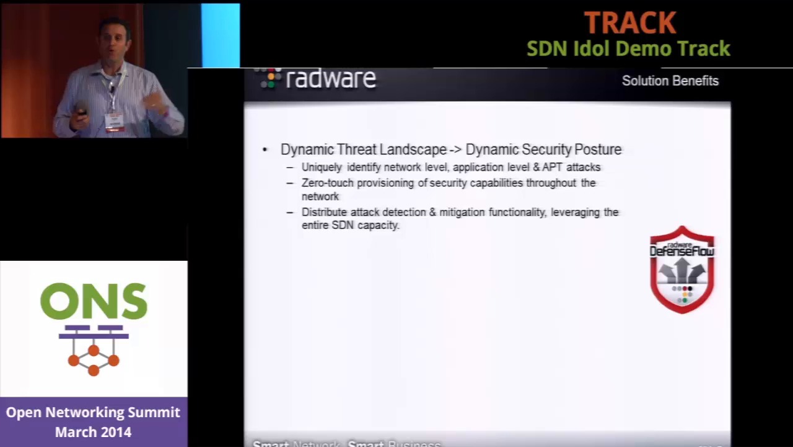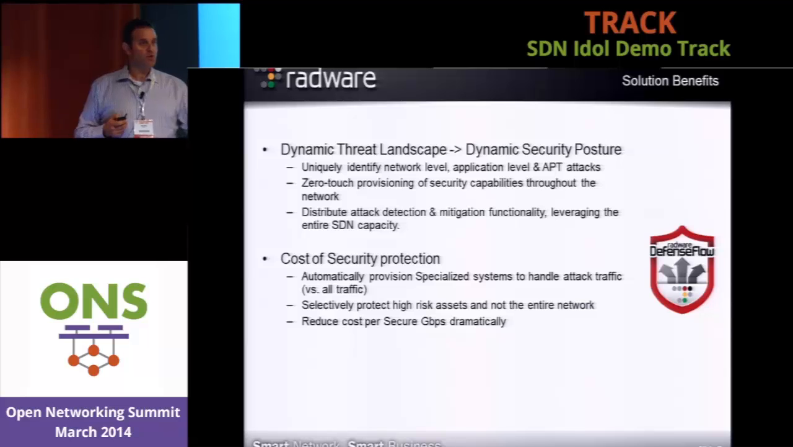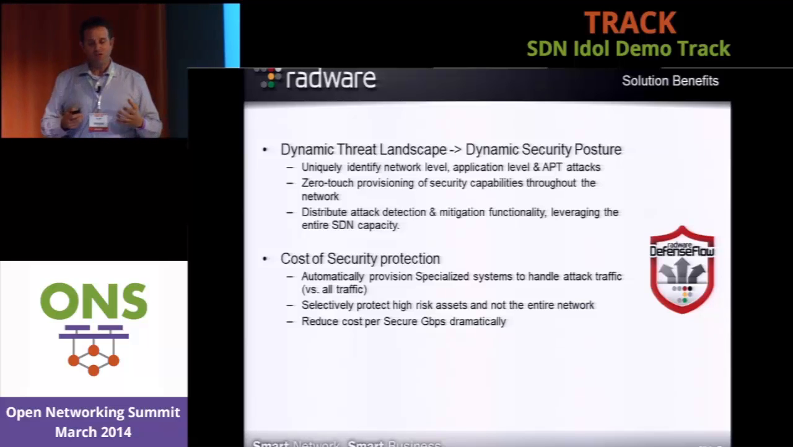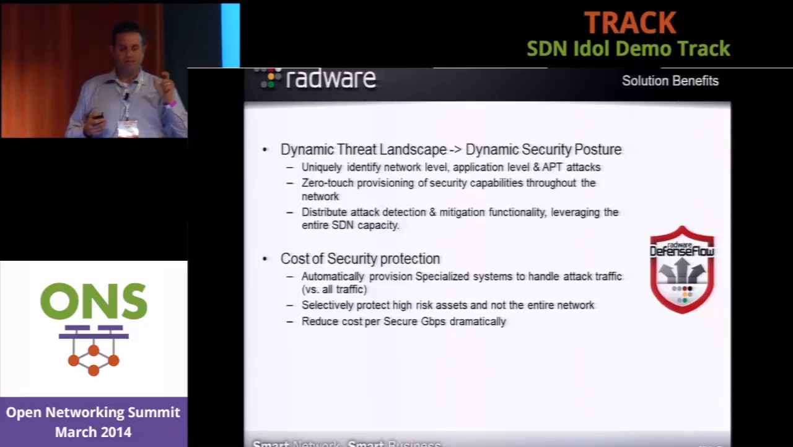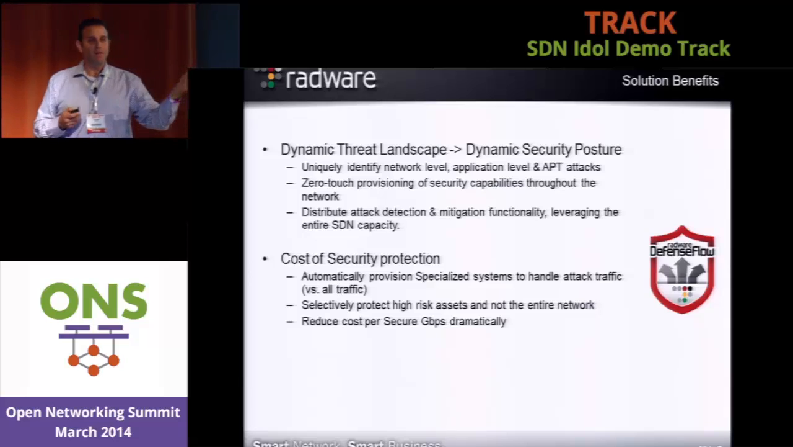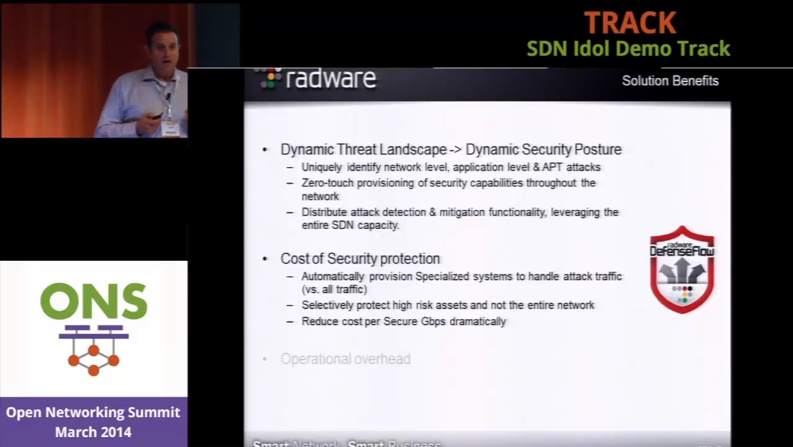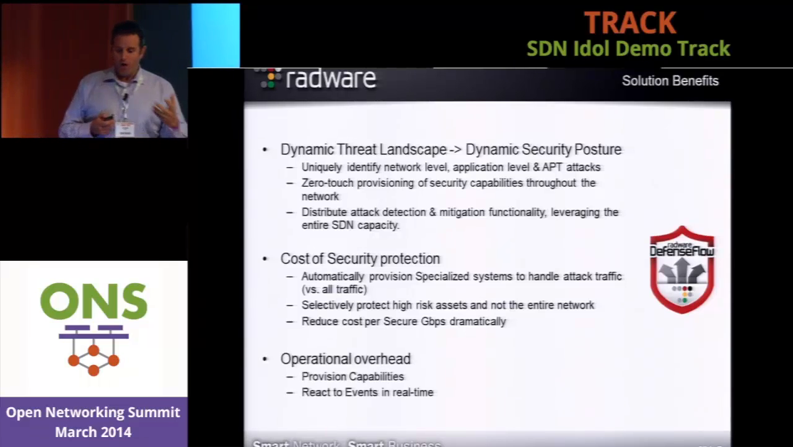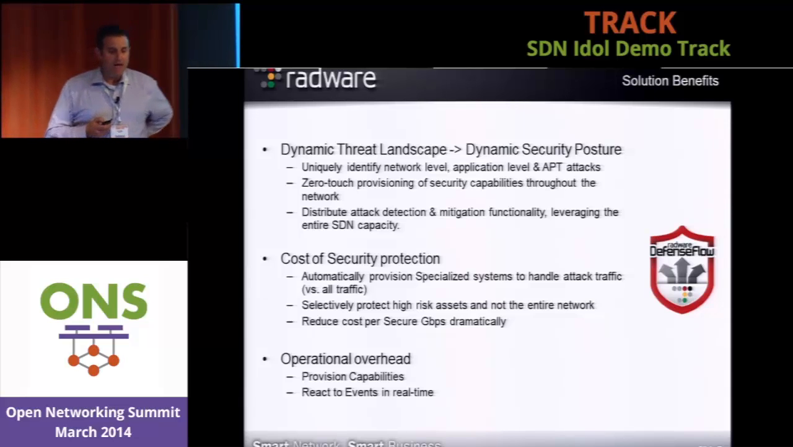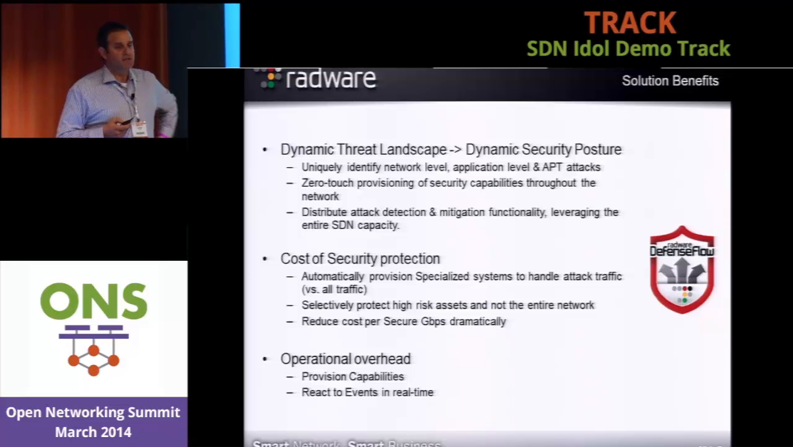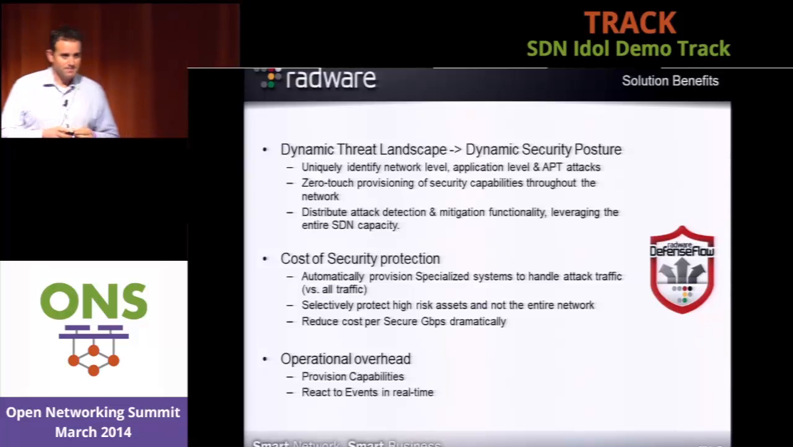So from a security standpoint, this is much more secure than what we have today. From an economical standpoint, we're dramatically reducing the cost per gigabit of protection. And this is due to the automatic provisioning of systems and only using the amount of systems that you want, as well as the ability to selectively protect high risk and other assets in your network. And ultimately, we're also improving the overall operational overhead by this automatic ability to provision capabilities and by the ability to react to events. So economics, operations, and a much better security posture. Thanks. Thank you.